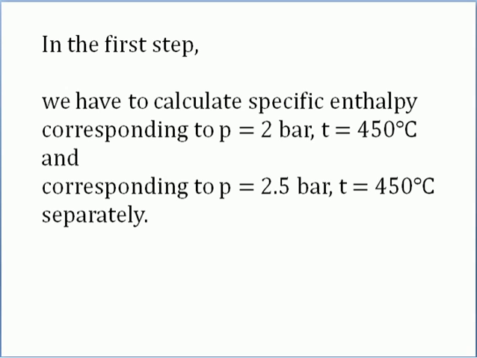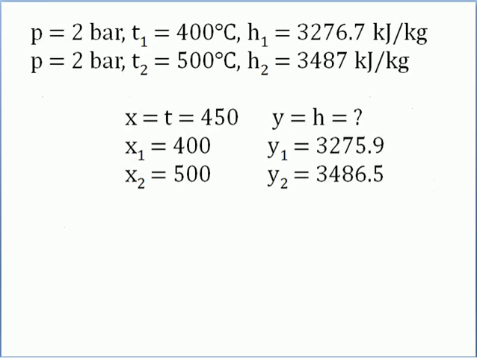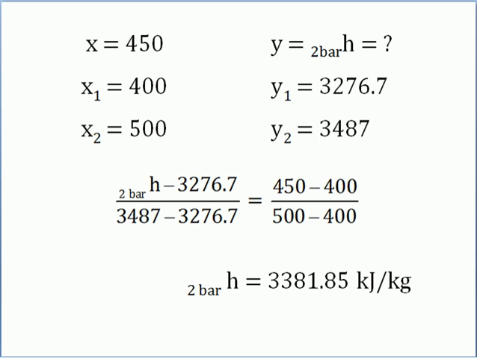Now let's take the values from steam tables. The values corresponding to 2 bar and 400 degrees Celsius, and 2 bar and 500 degrees Celsius, are H1 and H2. These values are given here. The known things are temperature, therefore they are taken as X terms, and the unknown thing is specific enthalpy, which is taken in the Y terms. Now substituting in the formula, we get the specific enthalpy corresponding to 2 bar.